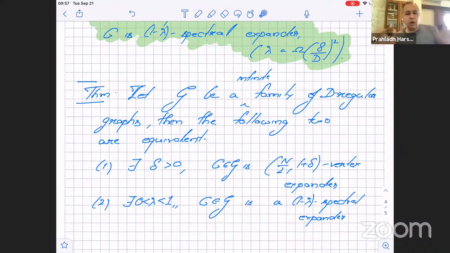This is only a qualitative equivalence between these two notions of expansion, up to constants. As long as you don't care what the gaps are, what the expansion is, as long as it's some constant, then they are equivalent. Otherwise, there's a loss of parameters going from one to another.